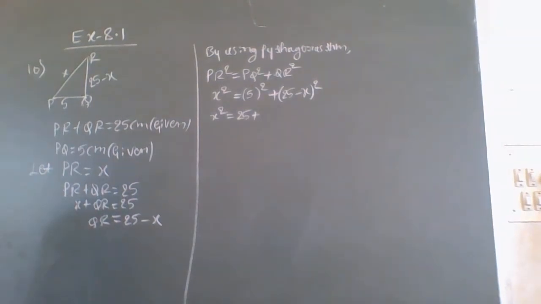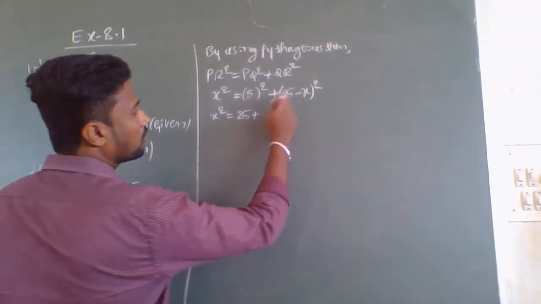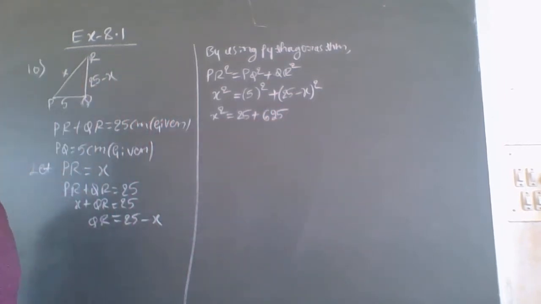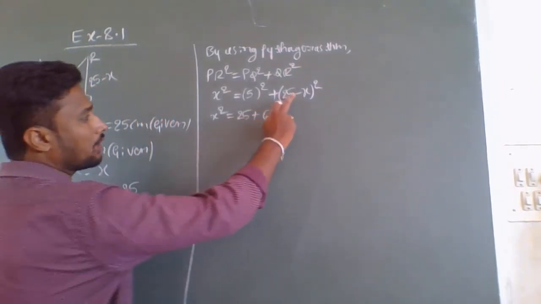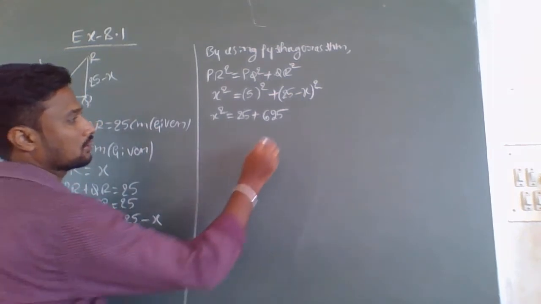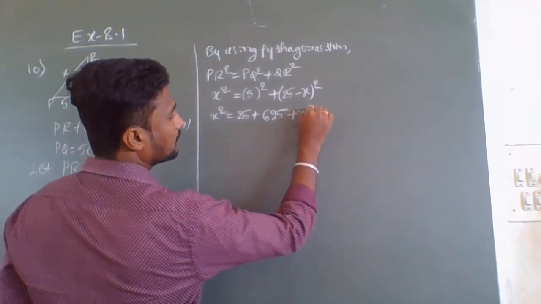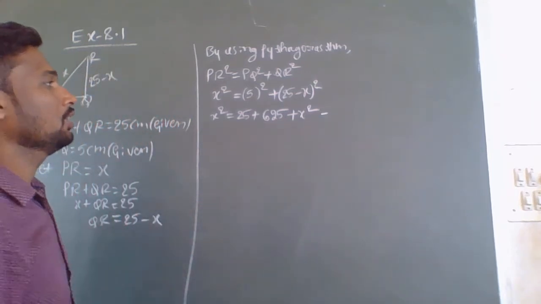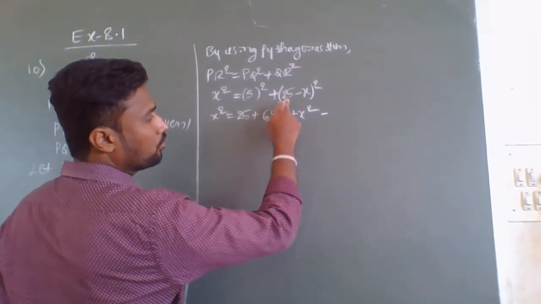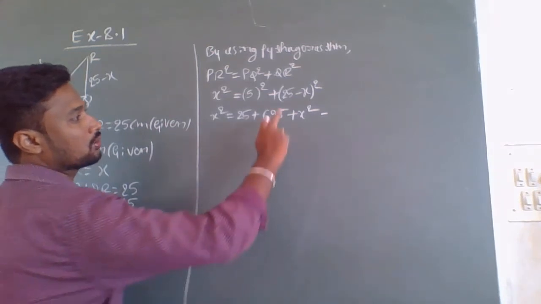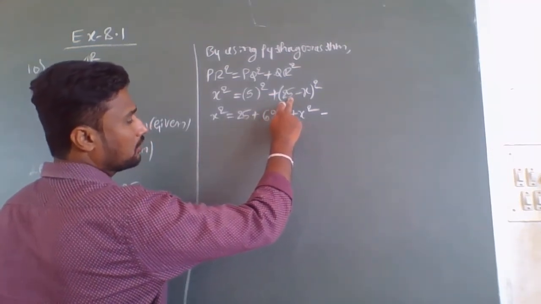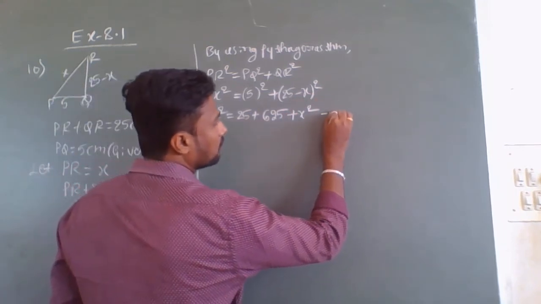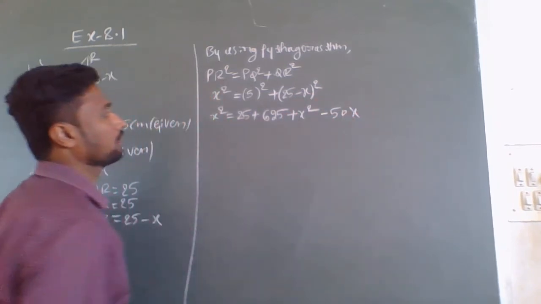So 25 square, what will you get? 625. This is a square. Now plus b square, the b value is x, so b square means x square. Now minus 2ab. The a value is 25, the b value is x. So 2 into 25 means 50, into b means x, so 50x you will get.